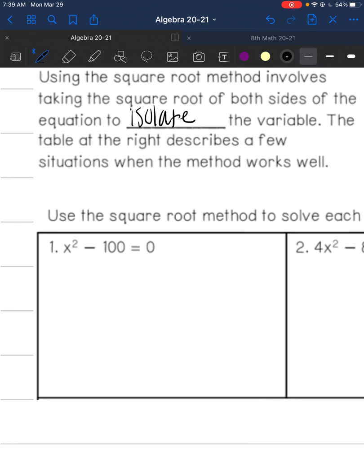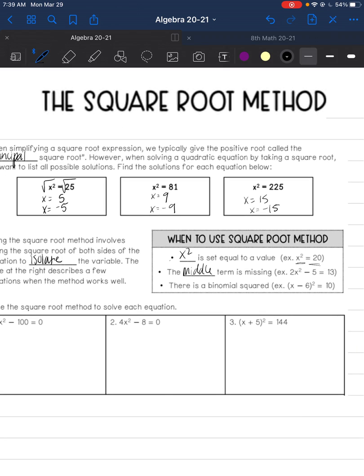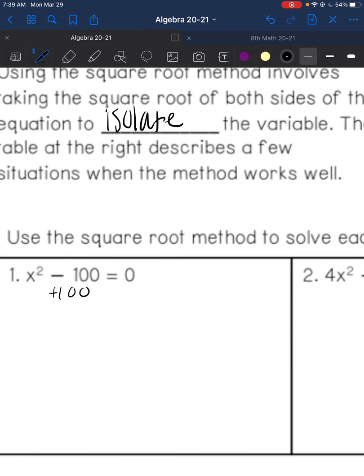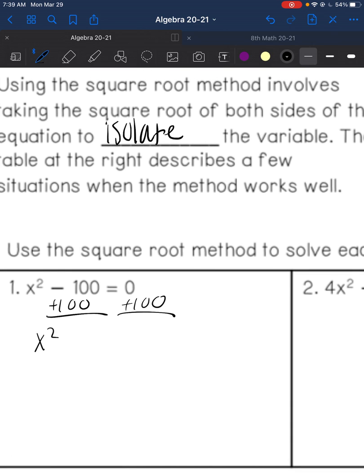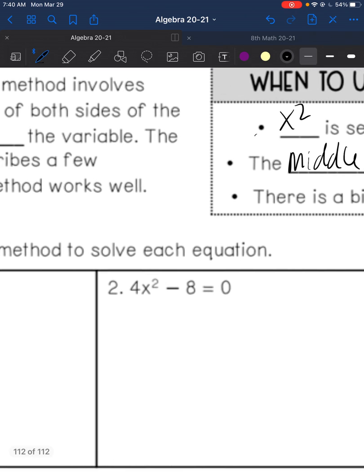So one of the things that I think makes square root method easiest is to go ahead and make this first situation true. Make it to where it's not equal to 0. So I'm going to add 100 to both sides. X squared equals 100. So I'm going to take the square root of both sides. X equals 10 and x equals -10. Same thing here.